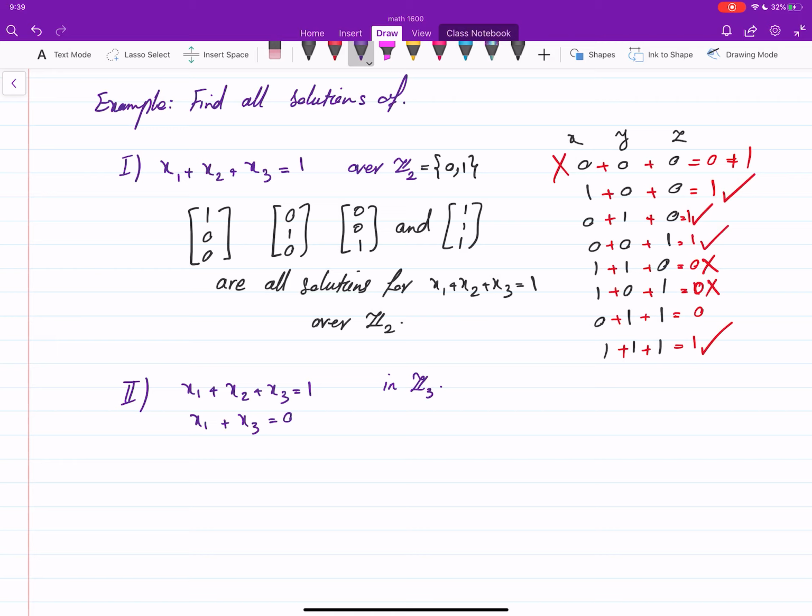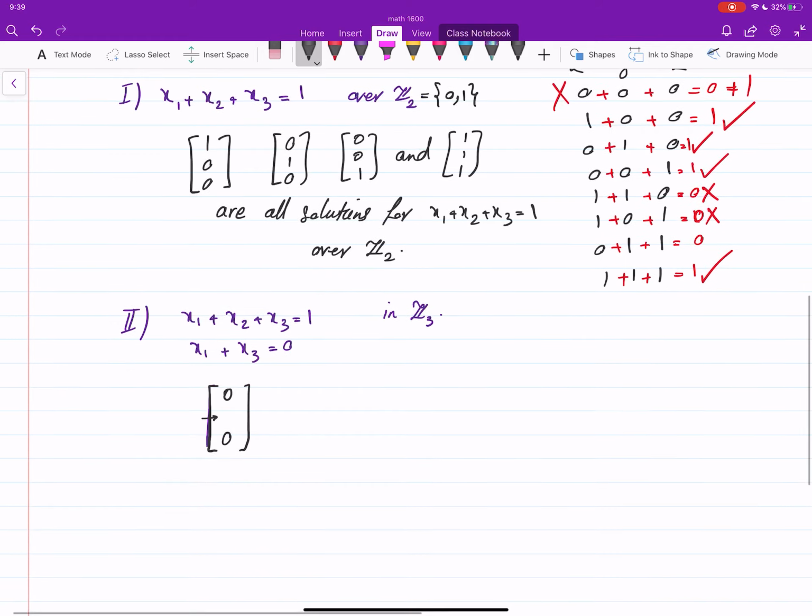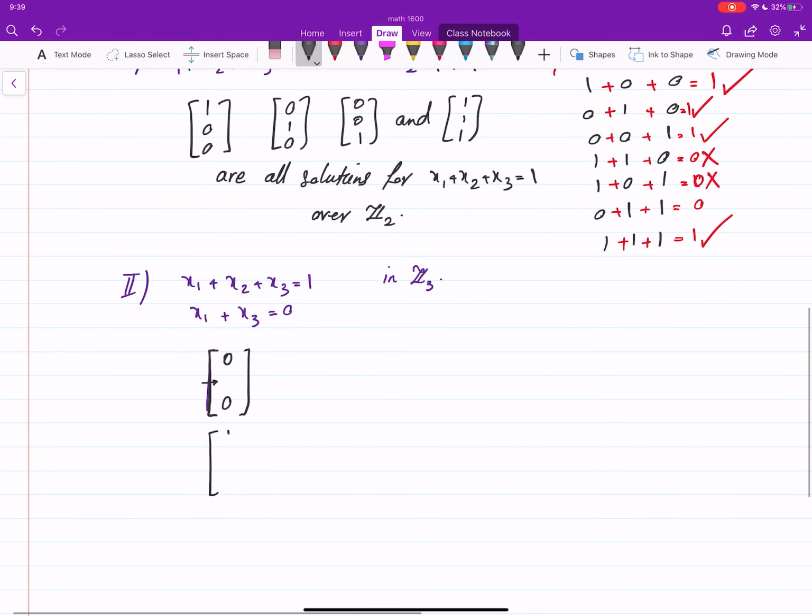For example, we can see that all of the solutions will have this kind of pattern. If the first component is 0, the last component is going to be also 0. What about the middle one? We will check those. If the first one is 1, the third one will be 2. And if the first one is 2, the last one is going to be 1. You can check all of these one by one.